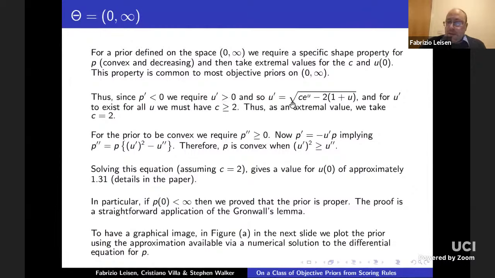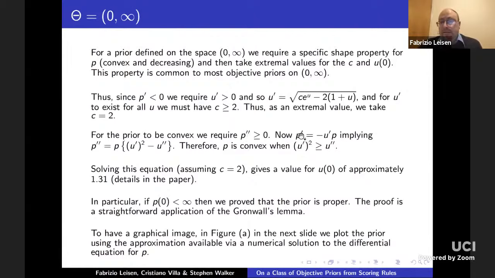And therefore, we take the differential equation with the positive sign, and for a solution to exist, we need at least c that is 2. We select the extremal value, and we see what we have to select as u0 in order to get a prior that is convex. We know that convexity can be achieved when the second derivative is positive.